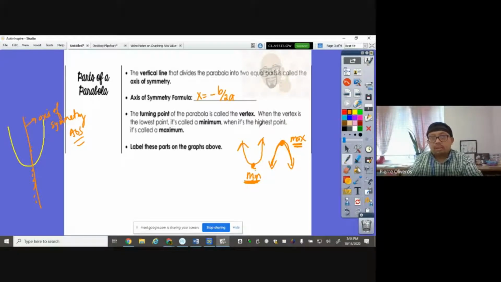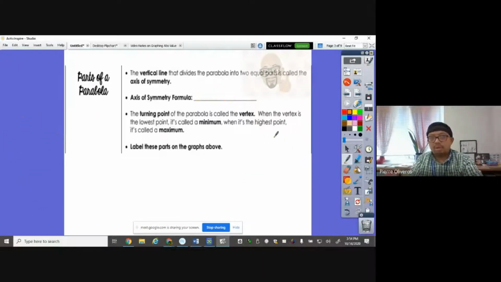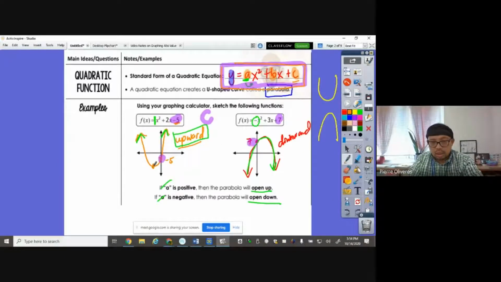The turning point of the parabola is called the vertex. When the vertex is the lowest point, it's called the minimum. When it's the highest point, it is called the maximum. Okay, label these parts on the graph above. This one here is your vertex, and that's your minimum, and this is your vertex, that's your maximum.